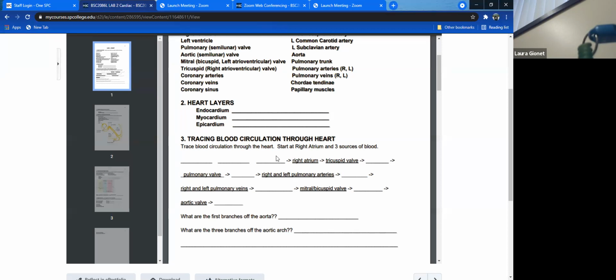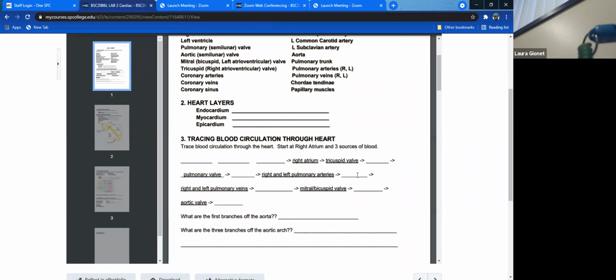All right, then blood enters into the right atrium, passes through the tricuspid valve into the right ventricle. From the right ventricle, next line, it passes through the pulmonary valve to the pulmonary trunk. Now, the pulmonary trunk is a big vessel leaving the right ventricle, and it splits or bifurcates into a right pulmonary artery and a left pulmonary artery, and out to the lungs. So the lungs are that next line to fill in.